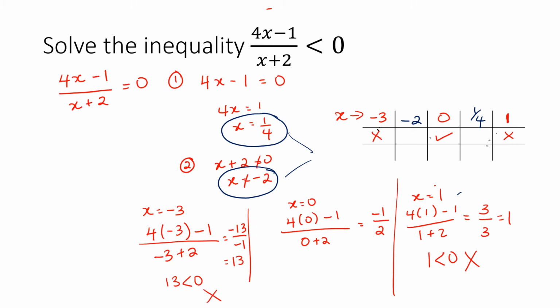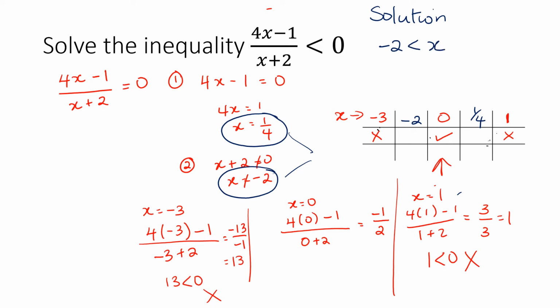So therefore, I can write a statement saying that x is in between negative 2 and a quarter. How would we write that? Our solution would be, our lowest value is negative 2.